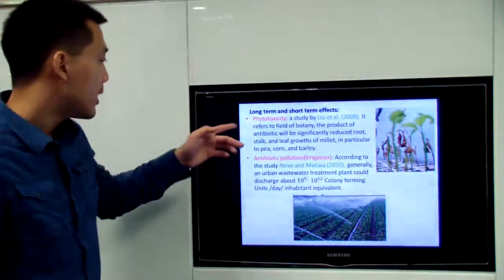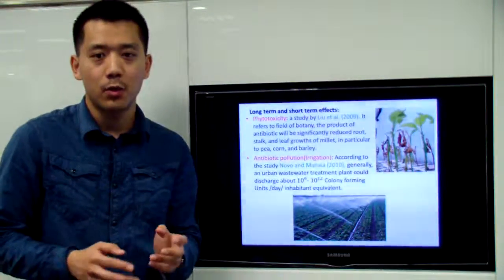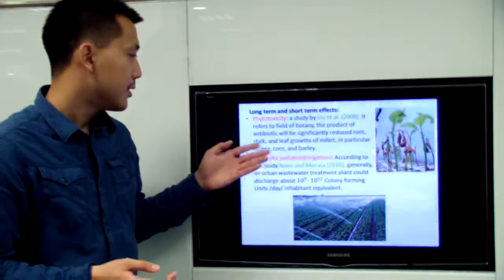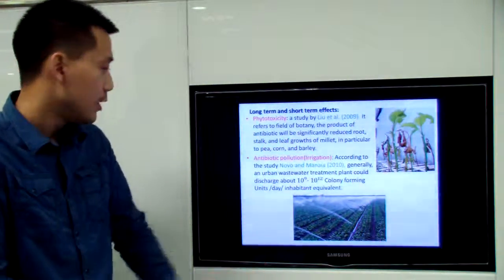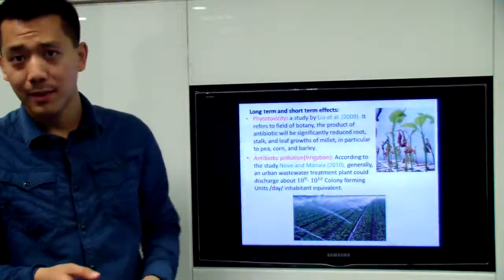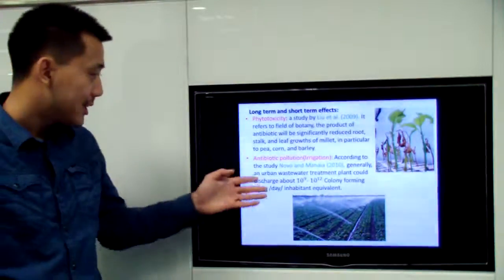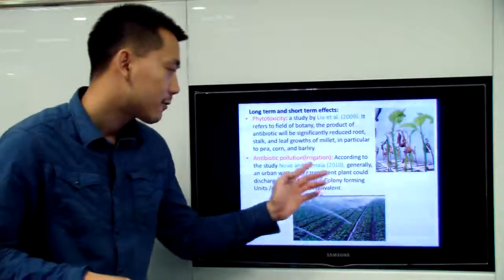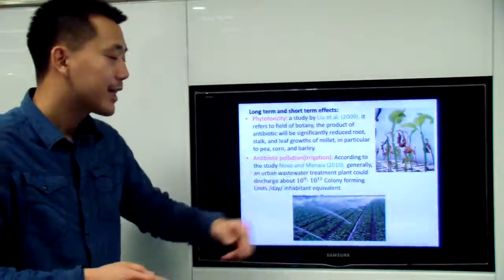The first one is phytotoxicity. A study by Mr. Liu on botany found that antibiotic products significantly reduce root and leaf growth of crops such as millet, pea, or corn. Another one refers to human agricultural activities like irrigation. According to this study, generally every day this amount of colony-forming units is released into the water system, and irrigation carries it to the food.